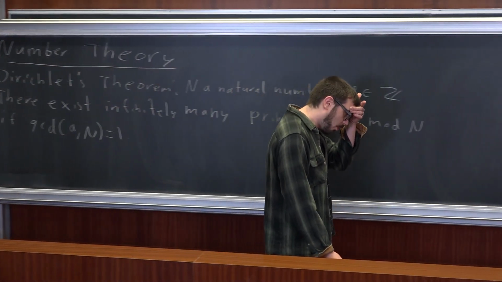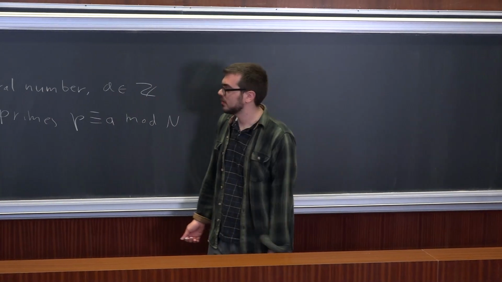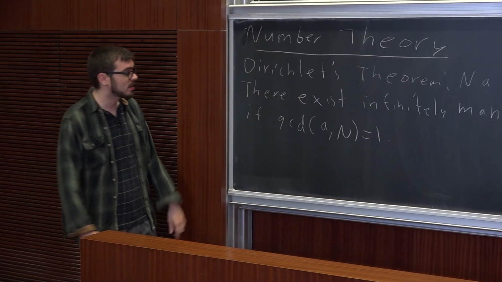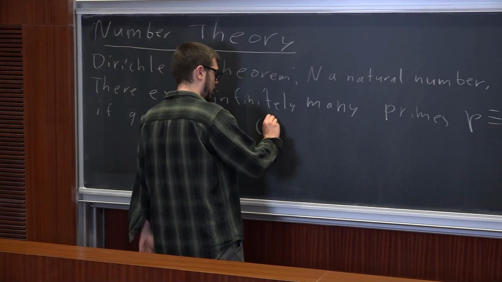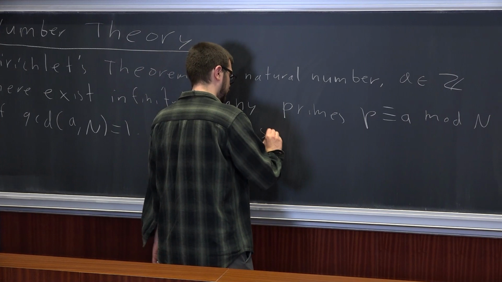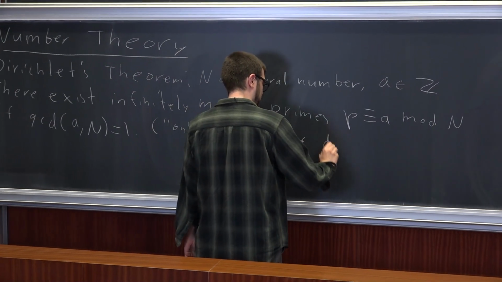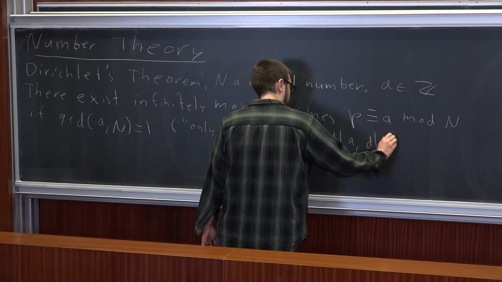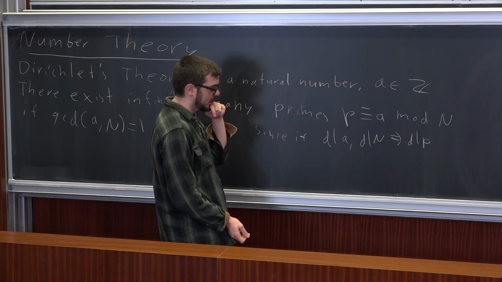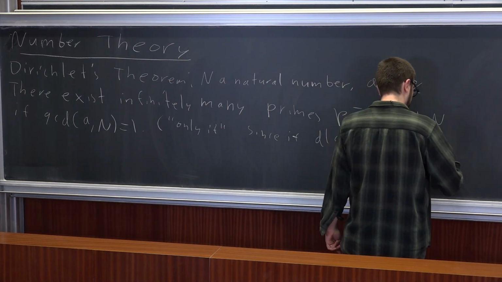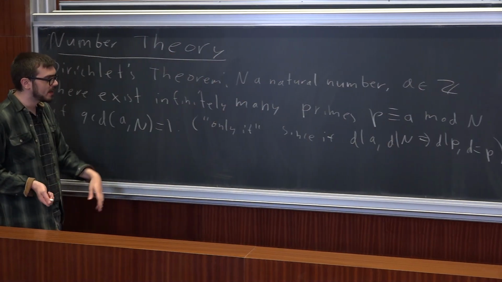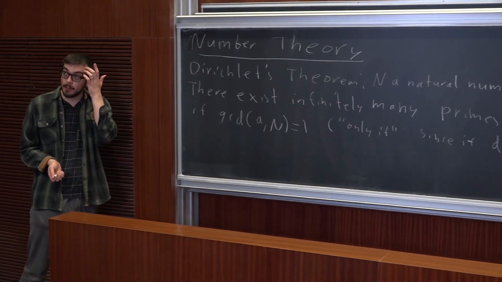To orient you, I'll point out that this condition is clearly a necessary condition. In other words, the converse of this theorem is easy to prove, the only if direction. If they had some common factor, if d divides a and d divides n, that would imply d divides p. Because a prime has no factors other than 1 and itself, that would imply d is equal to p, and so there could only be one such prime. So there are infinitely many if a is relatively prime to n, and at most one if they share a common factor.